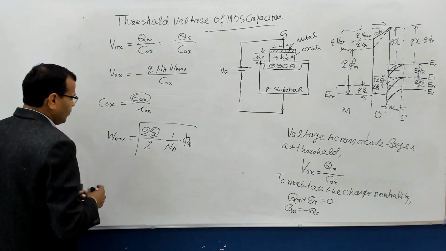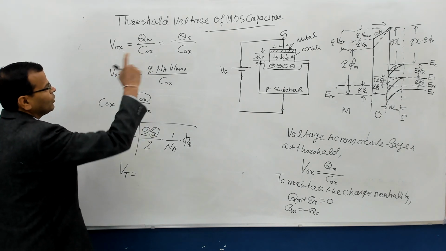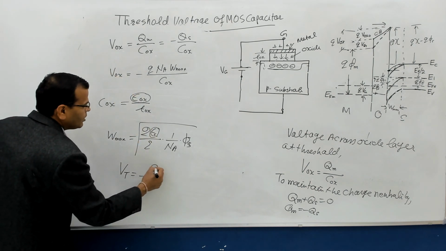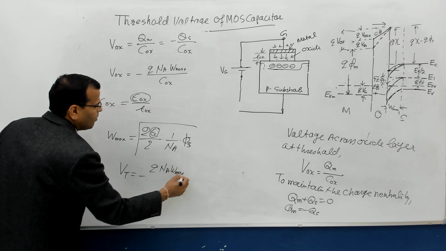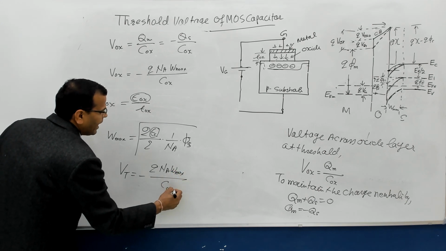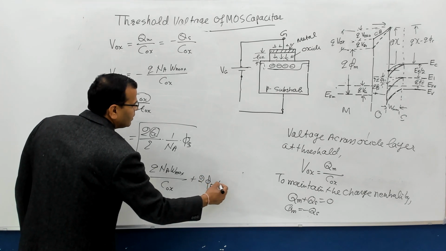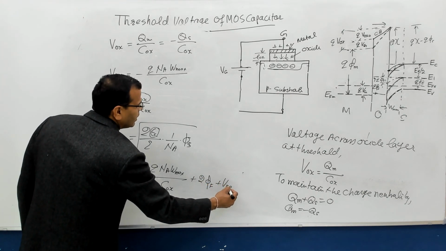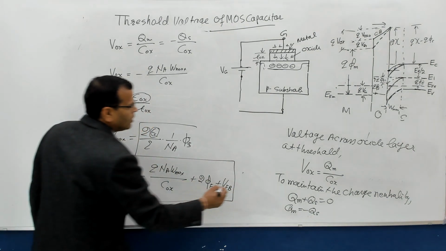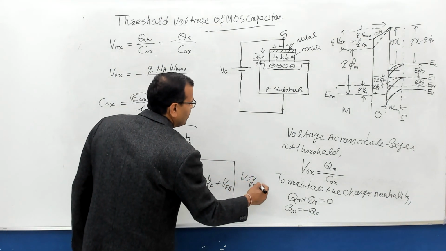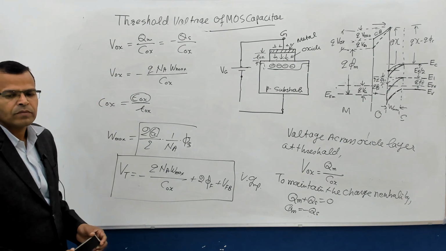So the threshold voltage is equal to minus Q NA W max by C0x plus 2 phi F plus the flat band voltage. That is how you can write the expression of the threshold voltage. So this is a very important expression. Please do remember it. There can be numericals.